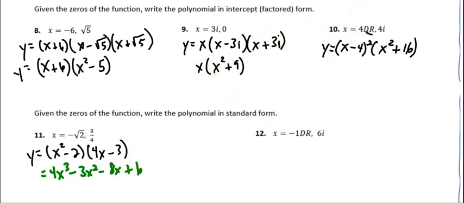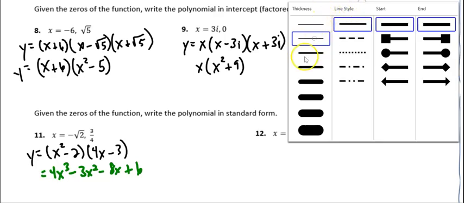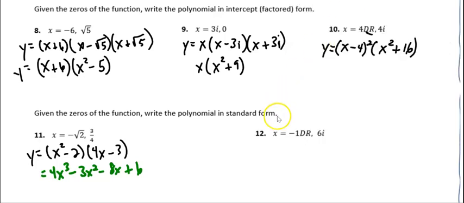All right, number 12, we have a double root at -1. So that's going to make the factor x plus 1, and we're going to square it. Having the 6i, that gives us the x squared plus 6 squared is 36. So that's that factor.